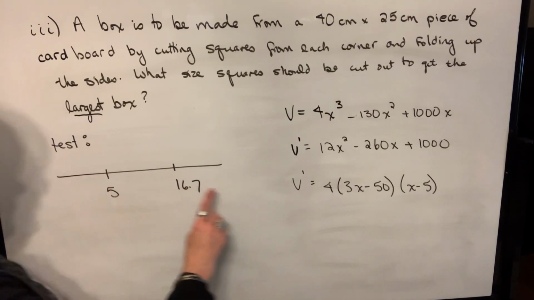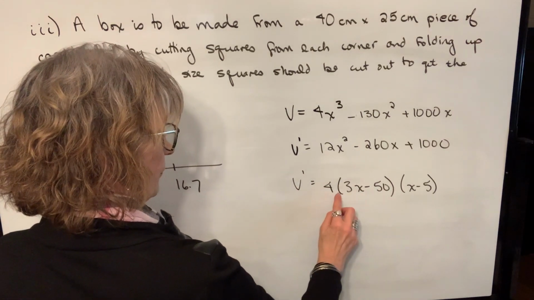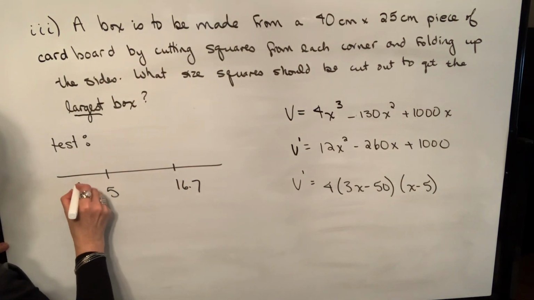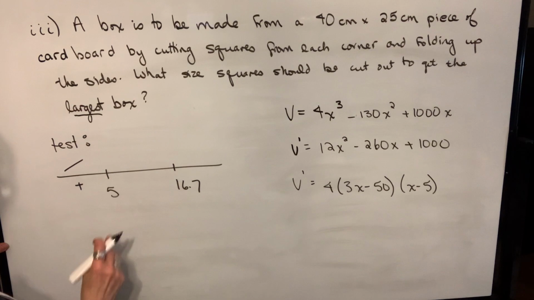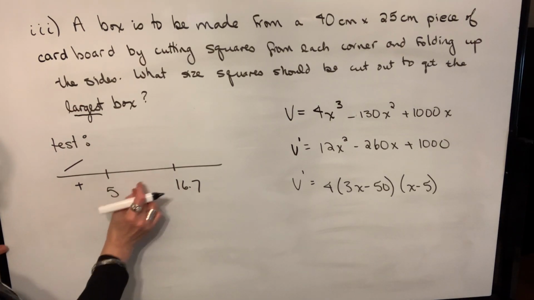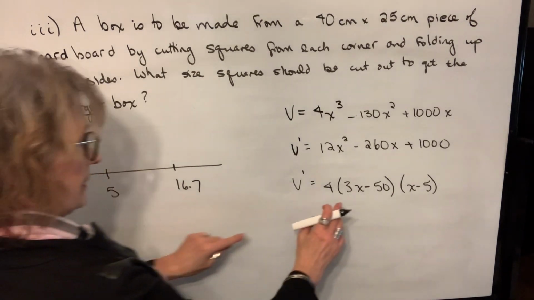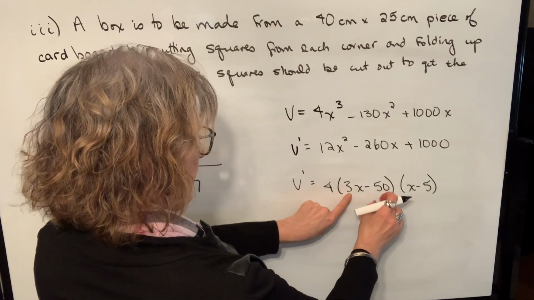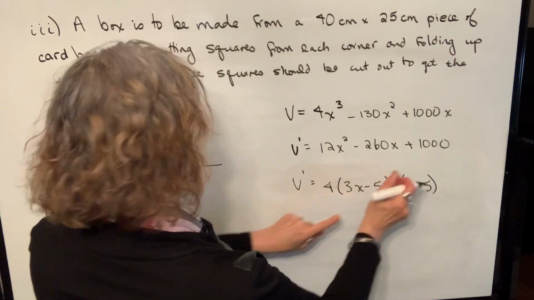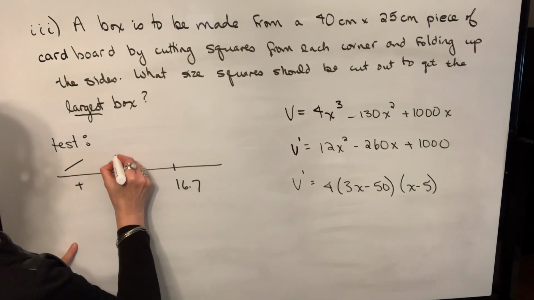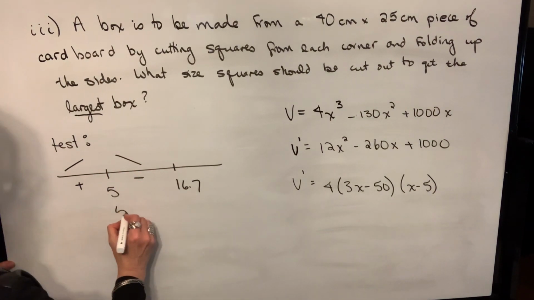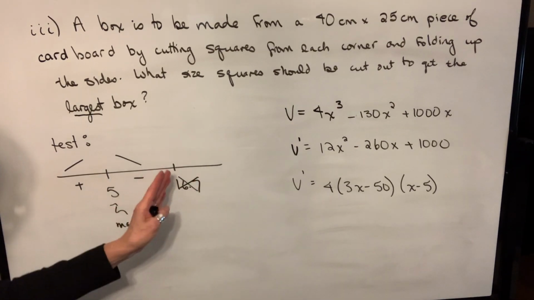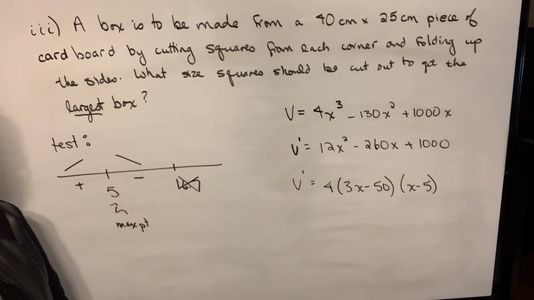So I'll choose 0. When x is 0, we have a positive times a negative times a negative. A negative times a negative is a positive. So the function is increasing. Let's pick 10 as the number in this interval to test. 10 times 3 is 30 minus 50 is negative. 10 minus 5 is positive. A negative times a positive is negative. So the function is decreasing. So we can see that this is a maximum. And we're not going to worry about that other point because we discarded it, but we just have to be aware of it as a boundary for our interval.